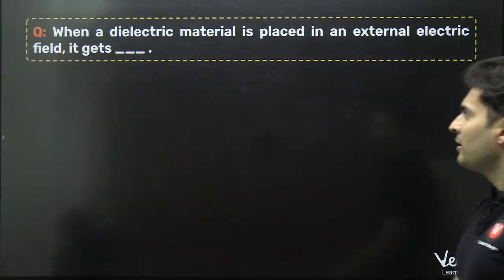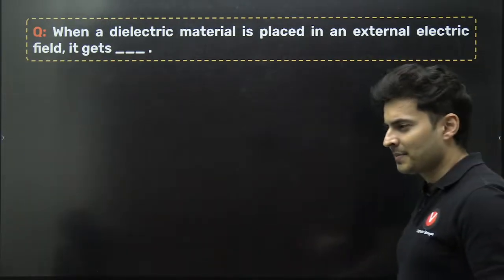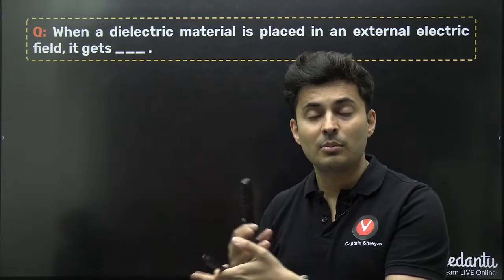Cool. Next, when a dielectric material is placed in an external field, it gets dash. If you take a dielectric material and place it in a field, what will happen? It will get polarized.